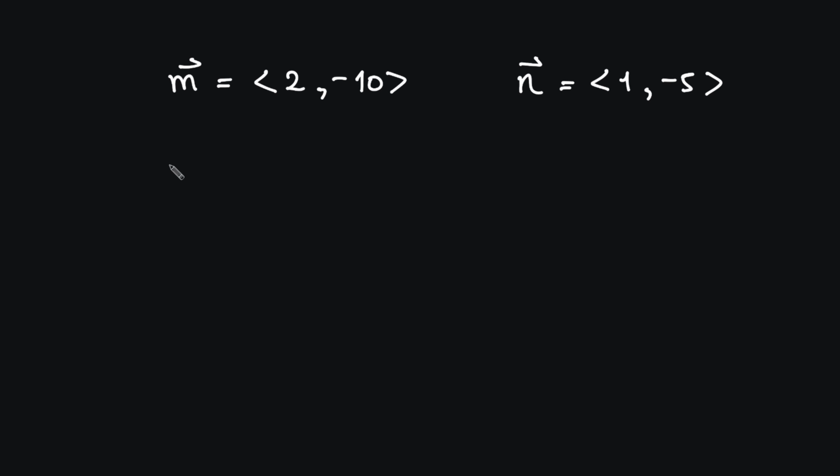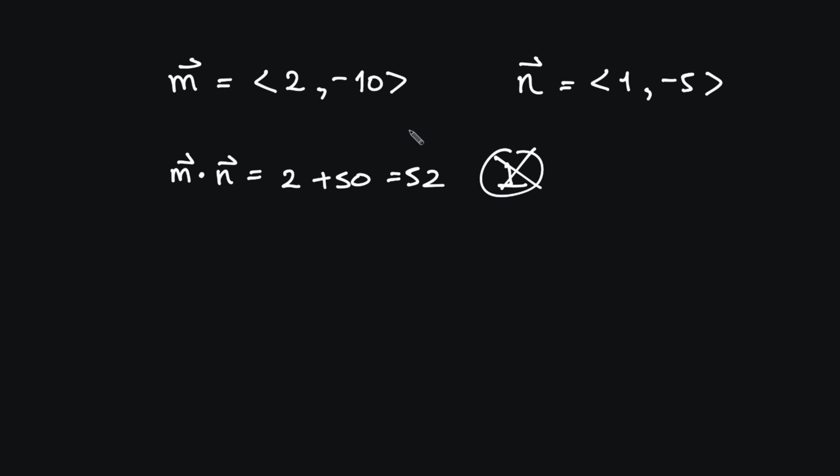We can do another example. Let's suppose that you have vector m equal to 2 and -10, and vector n equal to 1 and -5. Okay, so we can check for perpendicularity. So vector m dot vector n will be equal to 2 times 1, that is 2, plus, remember, -10 times -5, that is positive 50. So plus 50, and this is 52. So since it's not 0, they're not perpendicular.